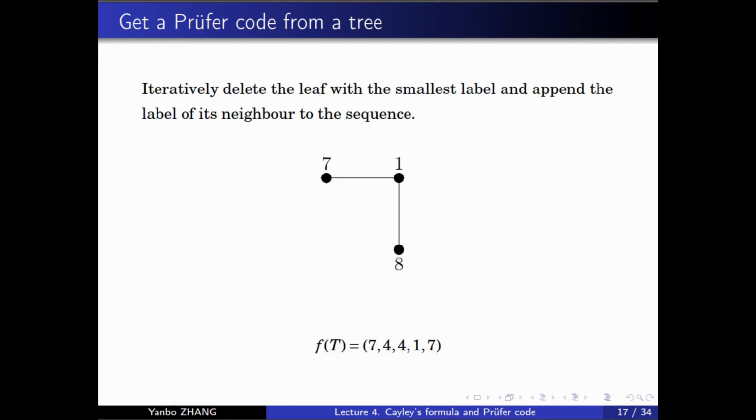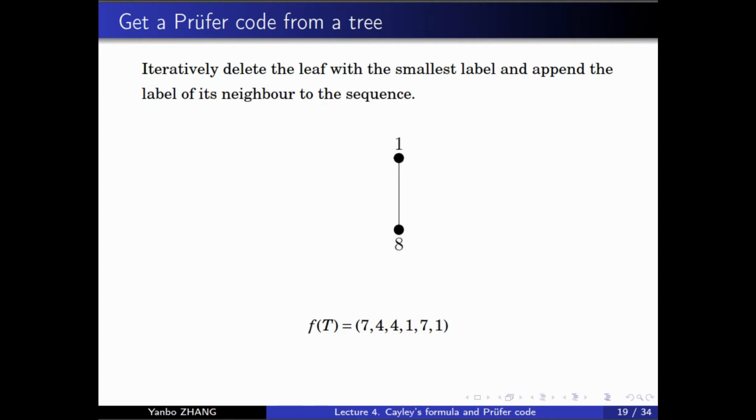Now look at what we have remaining. So we look again for the leaf with the smallest label, and we find it's 7. So we are going to remove this 7 and put its neighbor 1 into the Prufer sequence. Now Ft is equal to 7, 4, 4, 1, 7, 1.